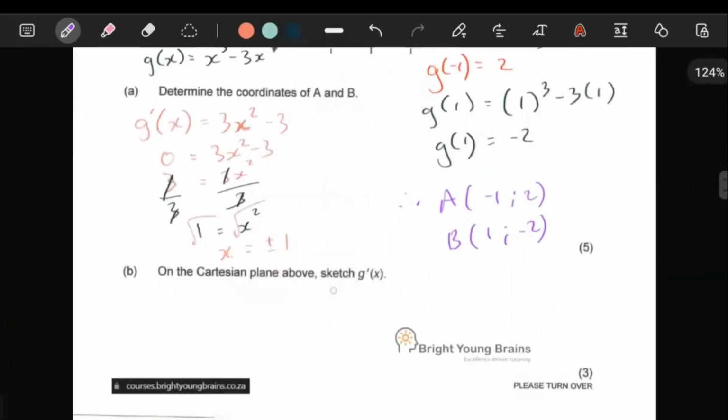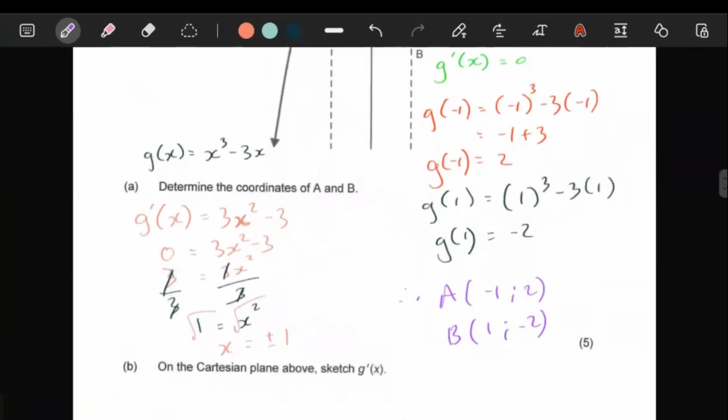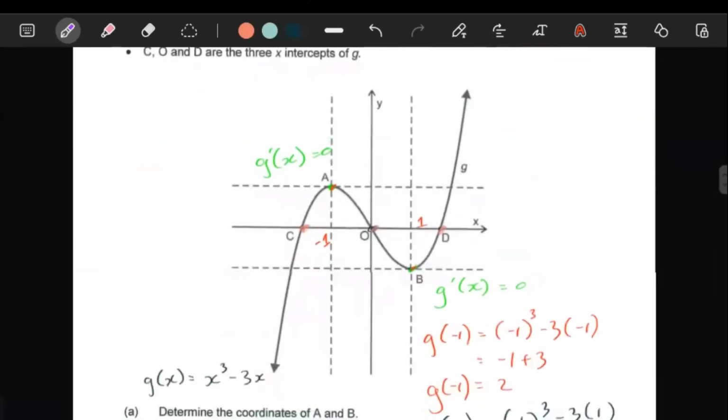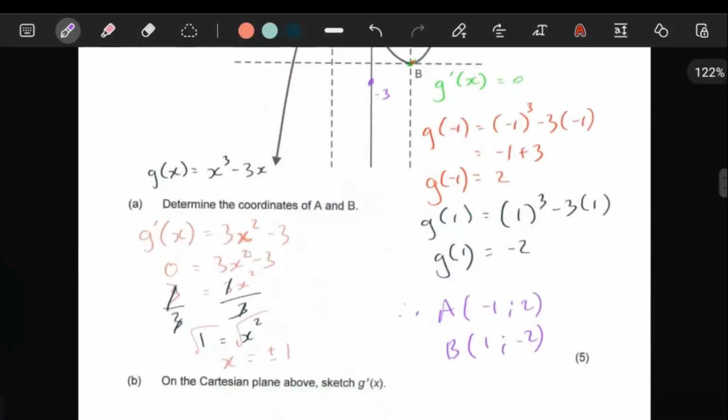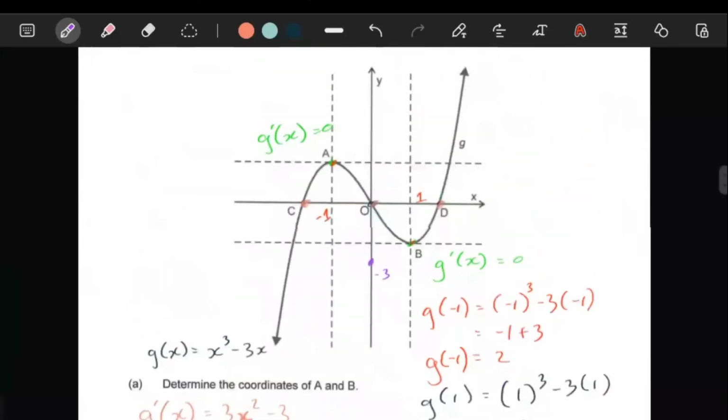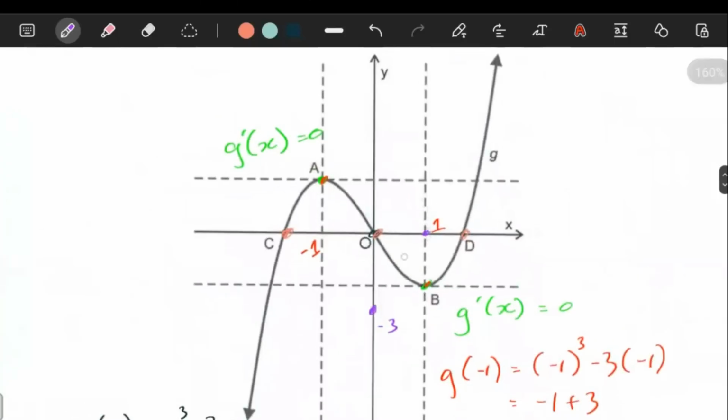On the Cartesian plane, sketch your first derivative. Our first derivative is just a parabola with a y-intercept of -3. I'll repeat, it's a standard parabola with a y-intercept of -3. So -3 is going to be down here. And remember, if you make this parabola equal to 0, these will be the x-intercepts of your parabola, 1 and -1. So your parabola passes through this x-intercept and this x-intercept.